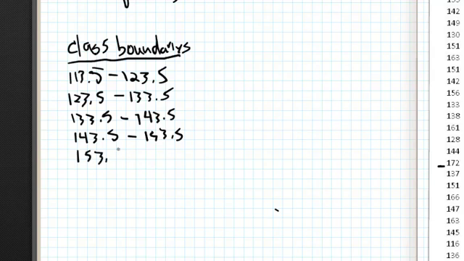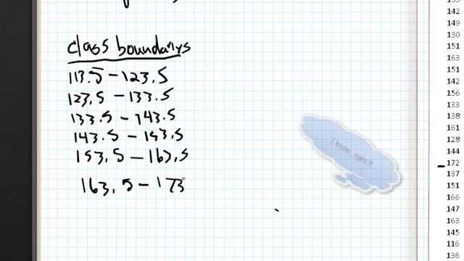So 153.5 to 163.5, and then 163. How many do we have here? 1, 2, 3, 4, 5. Whoops. 163.5 to 173. How did I do over here? 1, 2, 3, 4, 5, 6. Look at that. I did 7. What a ding dong. Sorry. 163.5 to 173.5. We do all make errors. Okay? So, easy. Nothing to it.